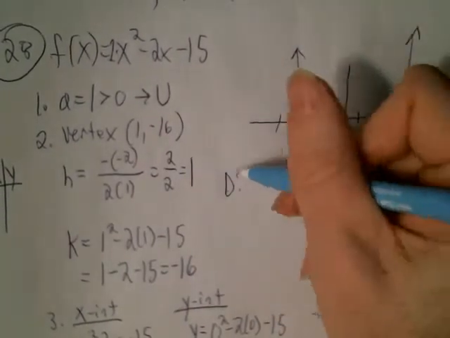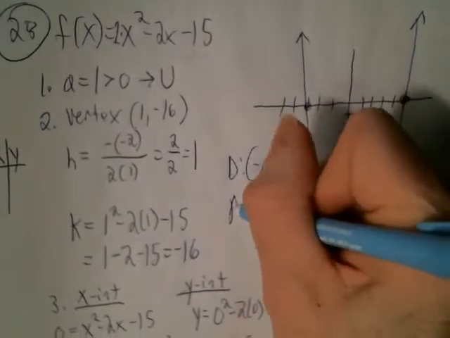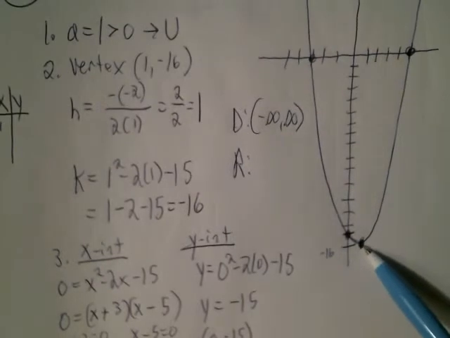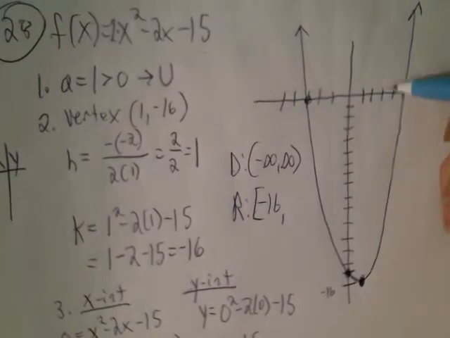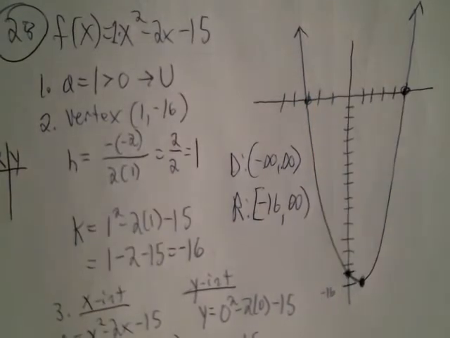And then we go for the domain and range. So the domain's always negative infinity to infinity. And then the range this time, the bottom part, the minimum value is going to be negative 16. And that's with a bracket. And that just keeps going up and up and up. So negative 16 to infinity.